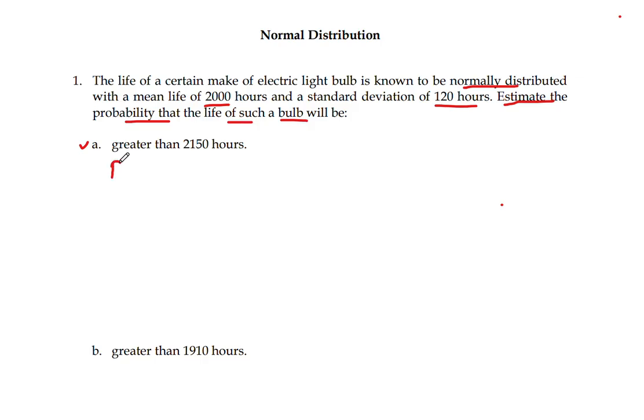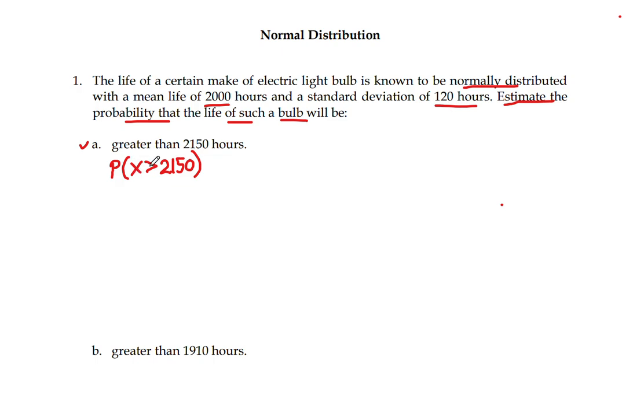So the first thing we'll do is that we'll set up our probability statement. So here I'm going to write the probability that X, where X represents the variable for which we're calculating the probability, which is the life of a light bulb. Here we're calculating the probability that X is greater than 2,150 hours. Okay, so this is our probability statement reflecting what we are computing, the probability that the life of a light bulb will be greater than 2,150 hours.